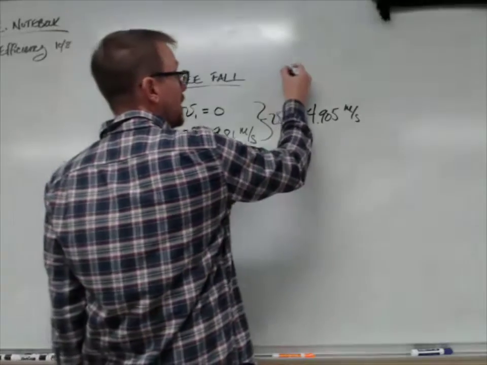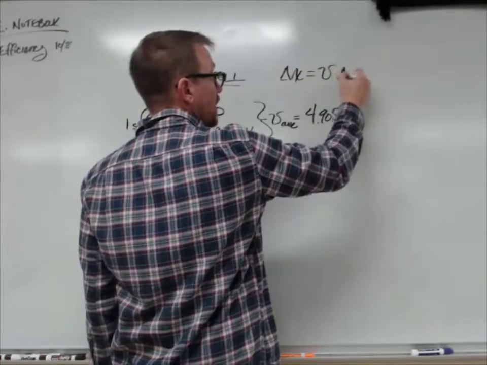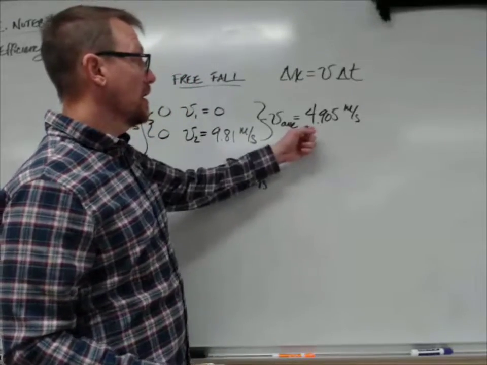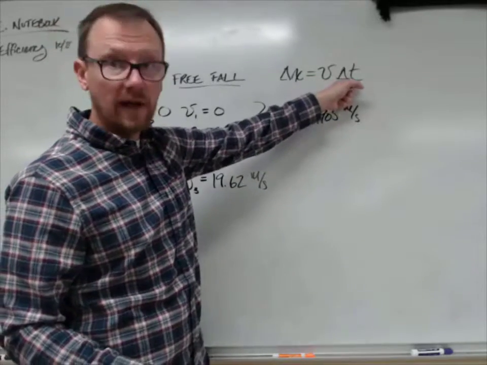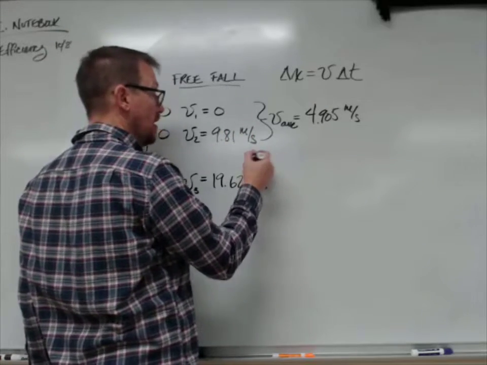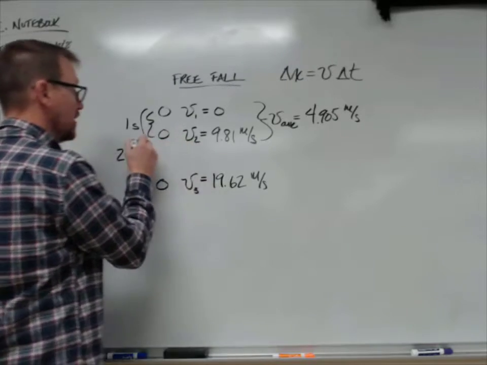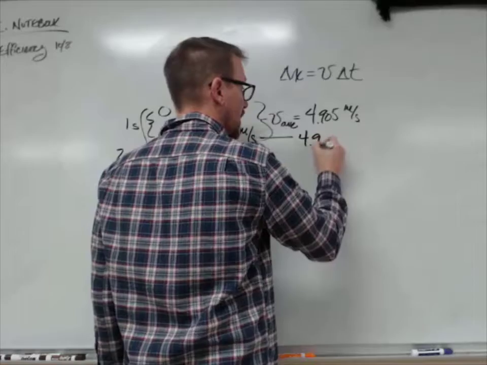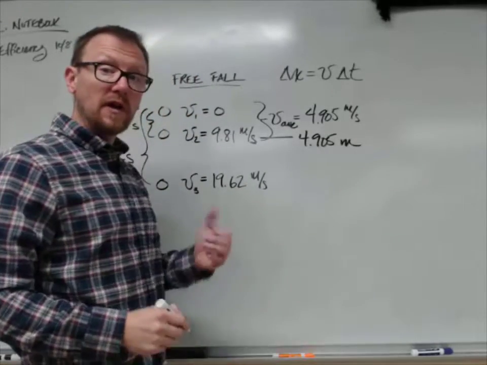you may remember that the displacement of an object is equal to its velocity times how long it's going at that velocity. So we can easily go ahead and calculate that out. 4.905 meters per second times 1 second gives us the idea that it has fallen a distance of 4.905 meters. So I'm going to go ahead and write this right here. So this is at 4.905 meters down. That's how far it has fallen.